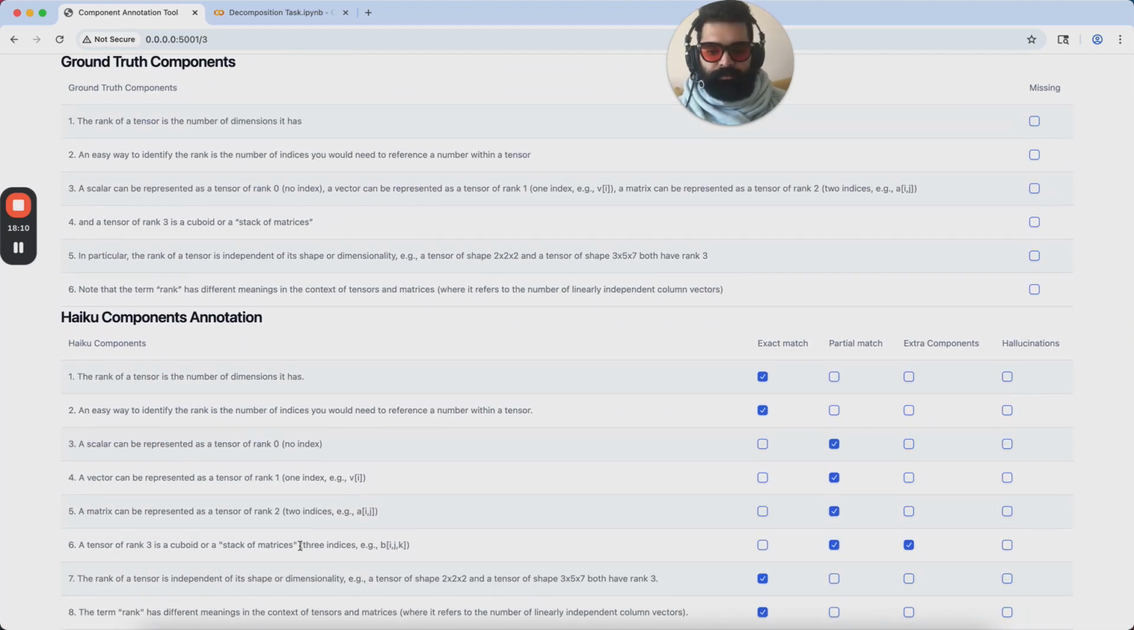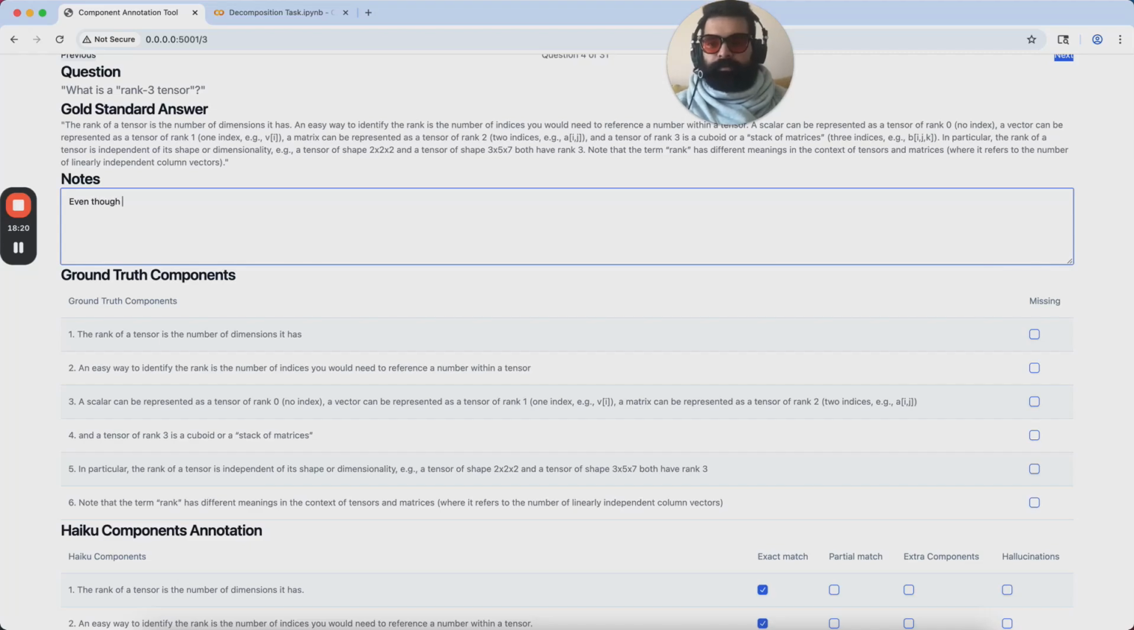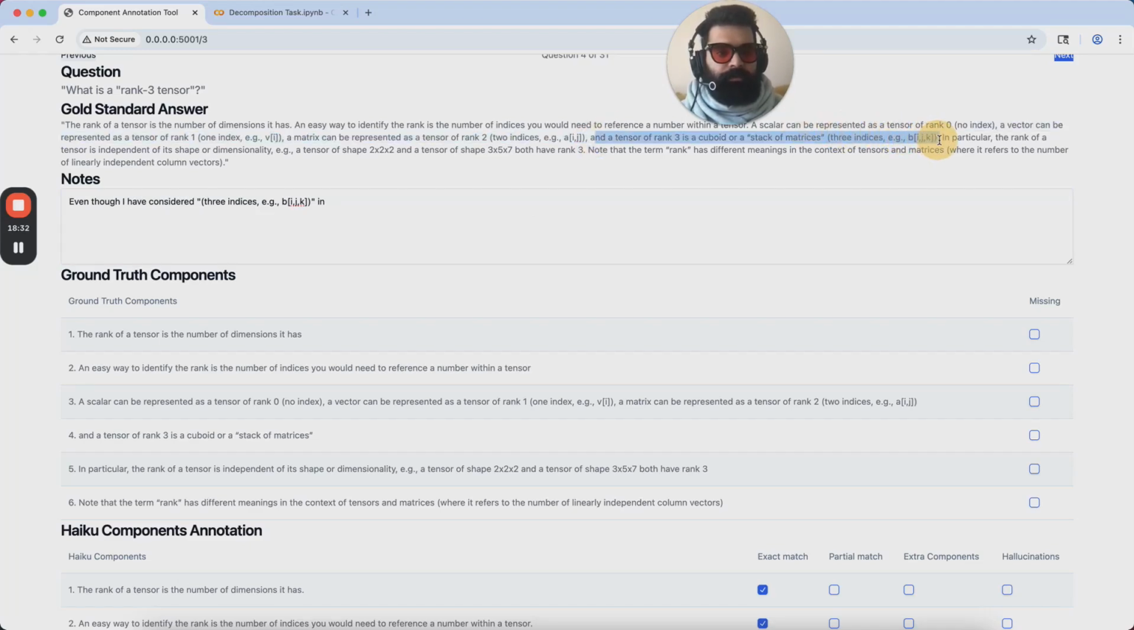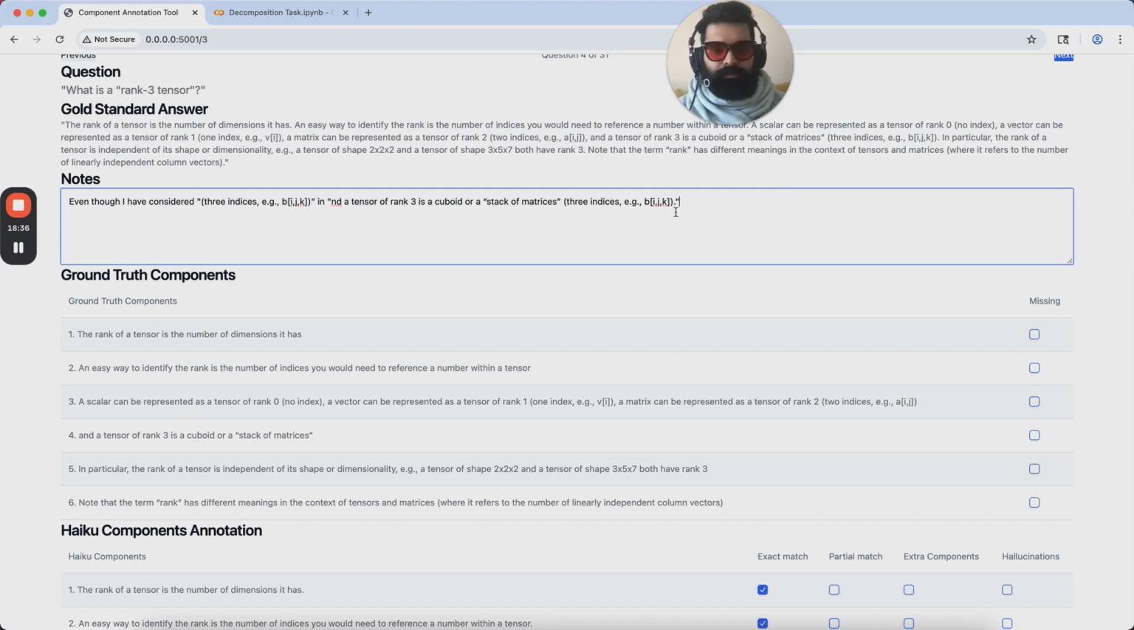And then I'm considering this to be an extra component. Now that I think about it, I'll say even though I have considered this as an extra component, I didn't include that in my component.